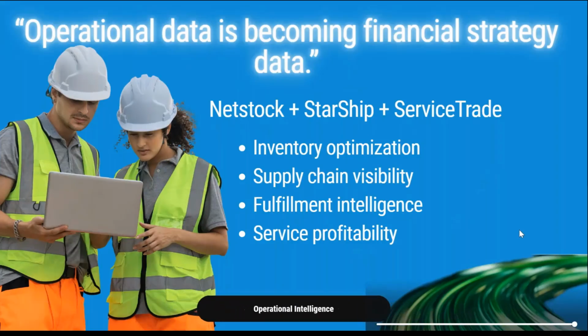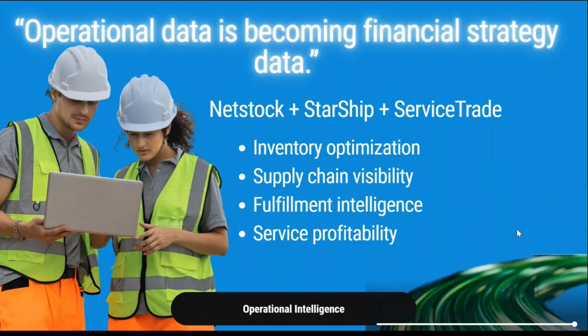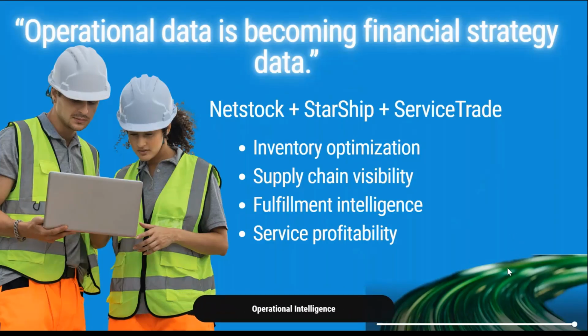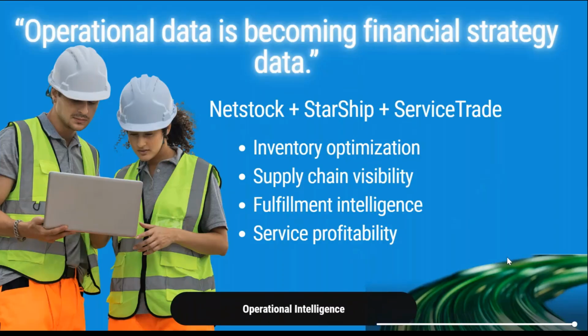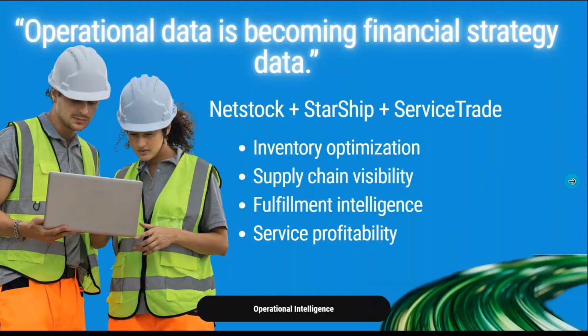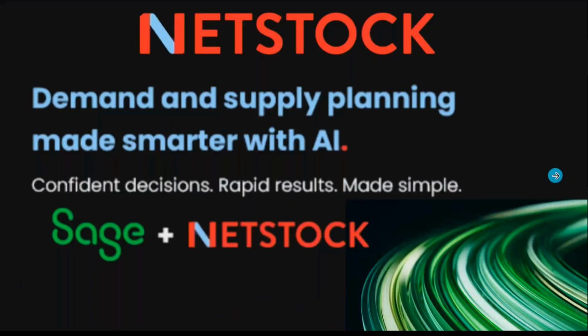Okay, and our next area is operational intelligence. So operational data is becoming financial strategy data. So in this, we're going to be talking about inventory optimization, supply chain visibility, fulfillment intelligence, and service profitability. So we're going to have NetStuck, Starship, and Service Trade highlight their solutions. So we're going to go ahead and start off with NetStuck.